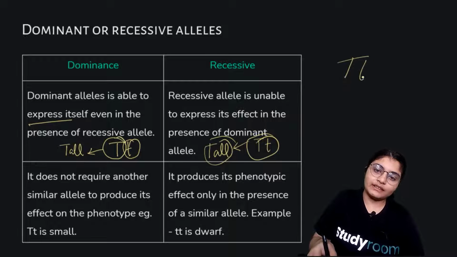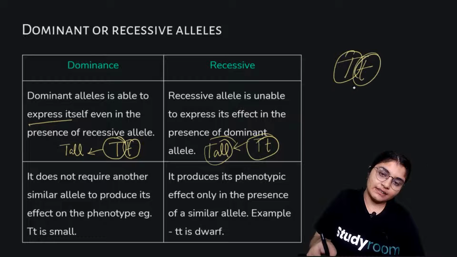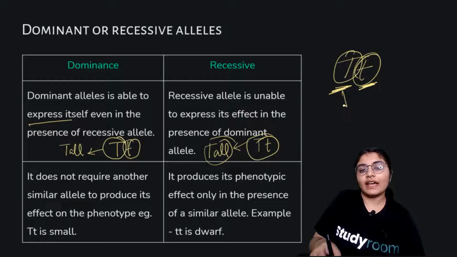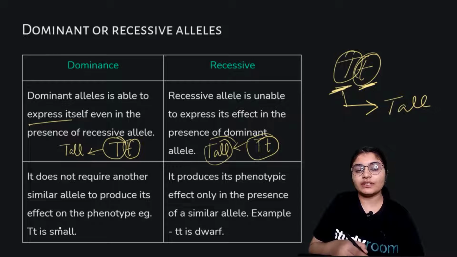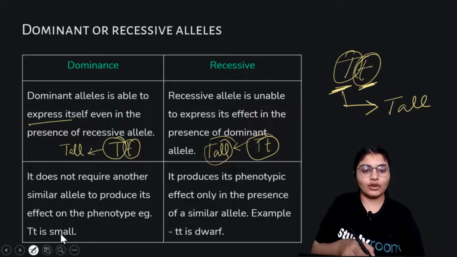Always, when there is a dominant allele and a recessive allele, in the presence of the dominant allele the recessive allele gets suppressed, and the character that is expressed will always be of the dominant allele, that is tall. Okay, and it does not require another similar allele to produce its effect in the phenotype. So the capital T and small t is tall. Here it is written small. No, it's tall. Okay, it's tall.